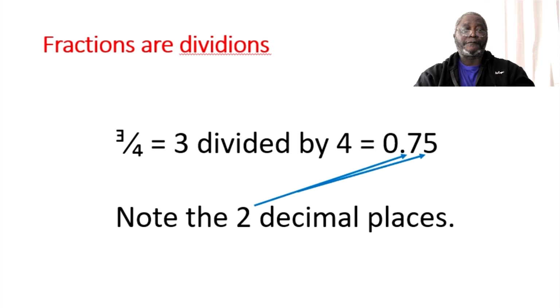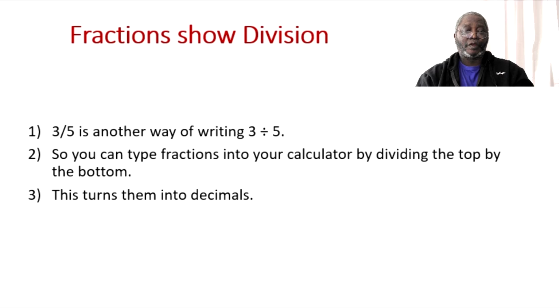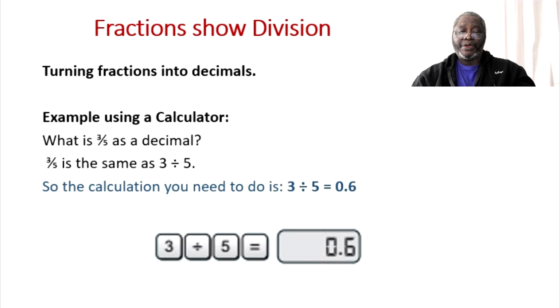This is what we've done. The calculation you need to do is 3 divided by 5 equals 0.6. Remember, you have 10 decimal points. When you have 10, it equals a whole. So if you want to do this calculation, you have to take 3 and divide by 5.